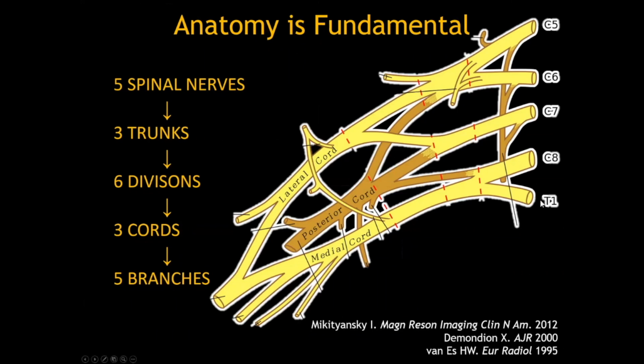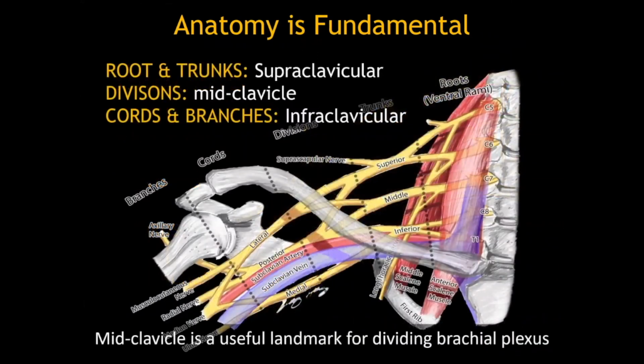They coalesce to form 3 trunks, each dividing into anterior and posterior divisions, so giving rise to 6 divisions, which will then recombine to form 3 cords, and then will subsequently branch and recombine again to form the 5 terminal branches. The surgeons tend to think of the brachial plexus more as its relationship to the clavicle.